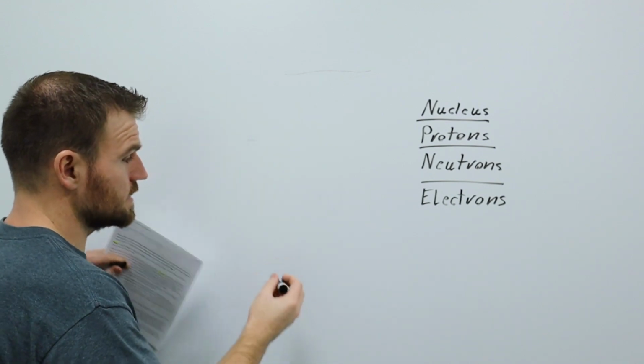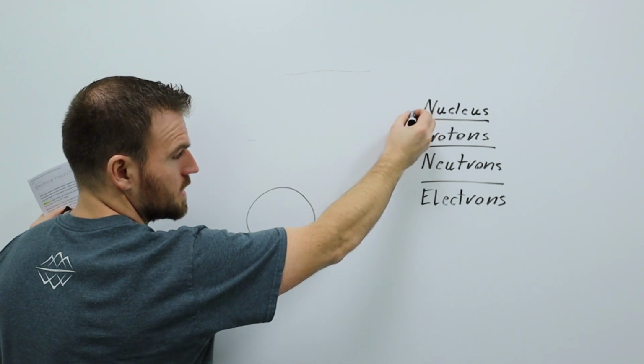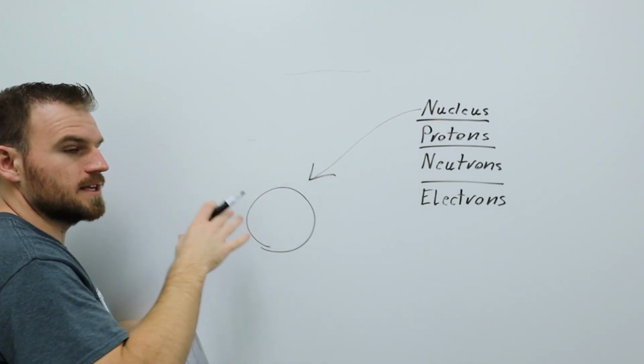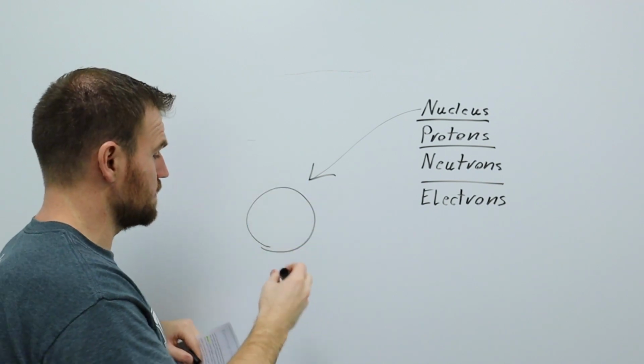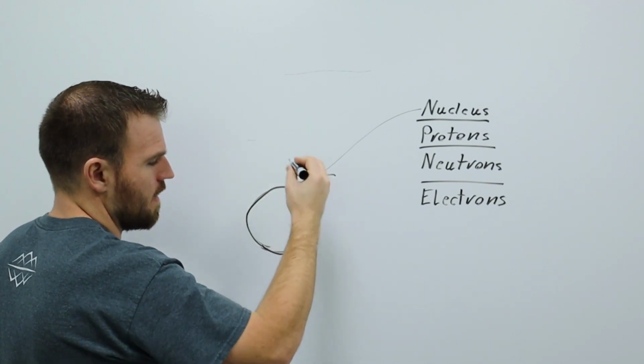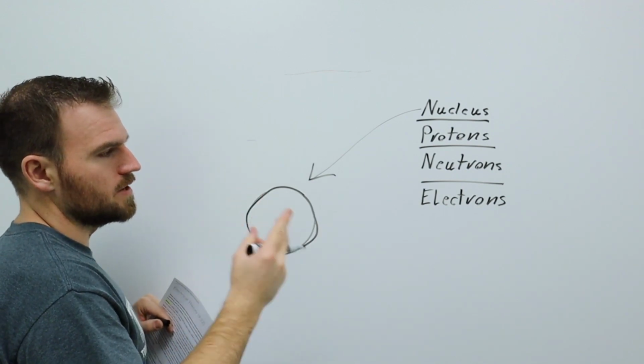The first thing, like I said, is going to be our nucleus. I'm going to take an arrow and point at that. The nucleus is going to be the center. All atoms have a nucleus. I'll try to draw that a little darker for you. Now the nucleus is going to be made up of those protons and neutrons.